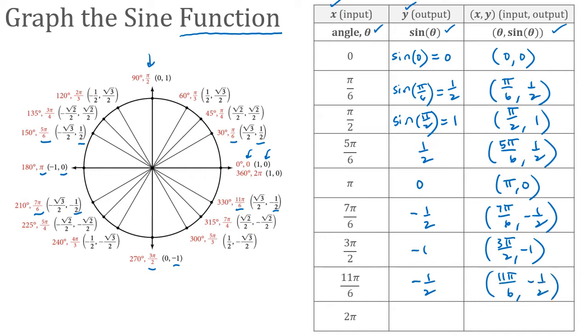And I think for 2 pi, I am back around that circle, having done a full period. So 2 pi, comma 0. Now what I want to do is take all of these ordered pairs and plot them on a traditional XY axis. So let's take a look on the next slide at what that might look like.